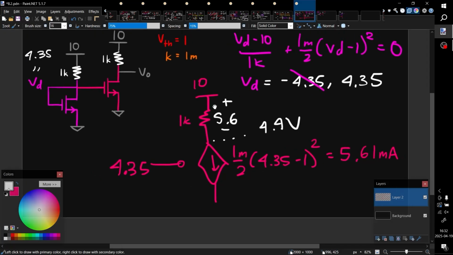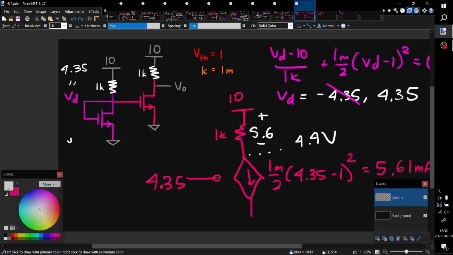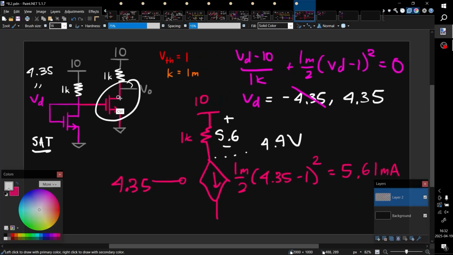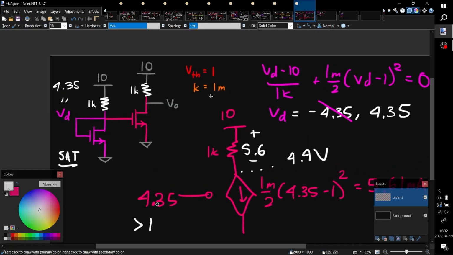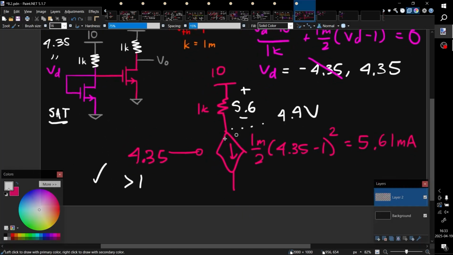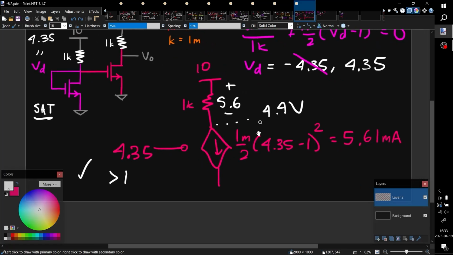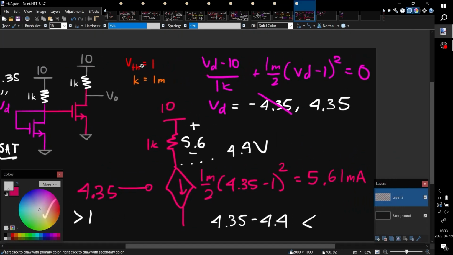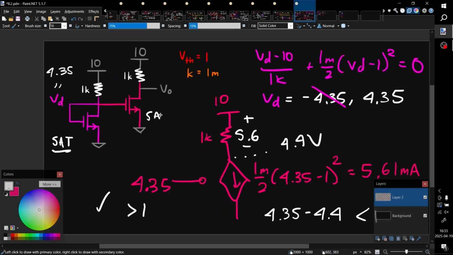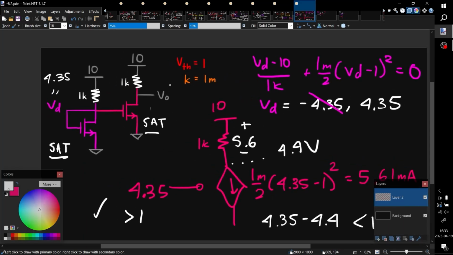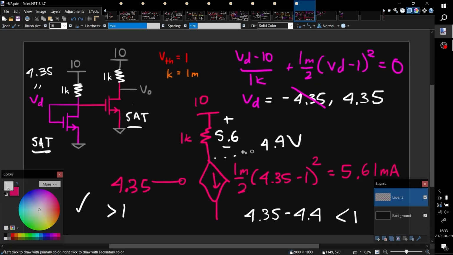Let's verify. Alam na natin kanina na imposible to mag-ohmic, no? So, saturated na to. Ito na lang din natin i-check. 4.4 to... Sige, itong 4.35, alam natin na greater than 1 na to. So, that's okay. Ang next na i-check natin is yung difference ng gate versus drain natin, no? 4.35 minus 4.4. This is gonna give us a negative number, no? So, this is less than 1. Dahil less than 1 to, saturated rin to. And nag-match yung model natin dito. So, tama yung circuit natin. That's great. Ang tinatanong dito is, what is Vout? Vout is, ito, nasolve na natin kanina, as 4.4 volts.